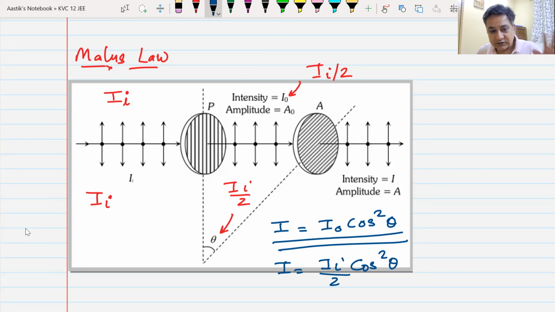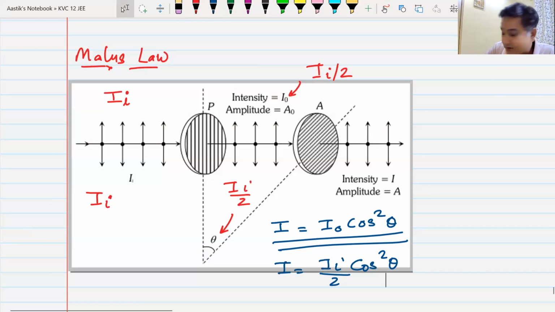Most of the questions in this topic, 50% come from this and 50% come from the other law. So this is 50% of your topic. Do we understand this? Yes or no? Yes, sir. This is 50% of your topic.